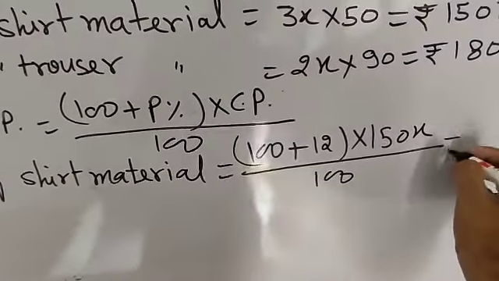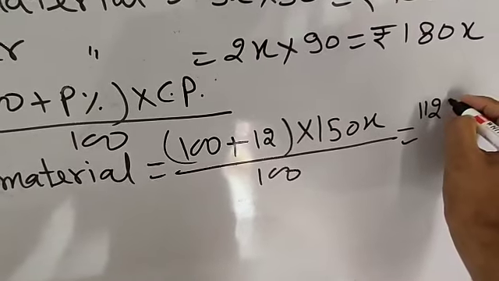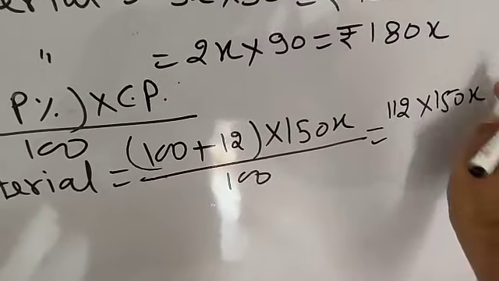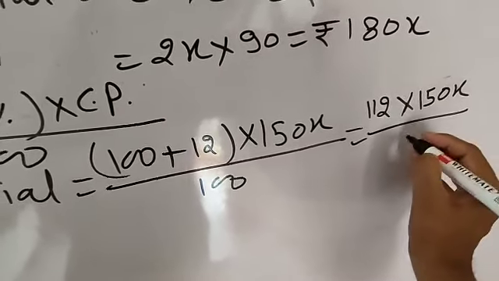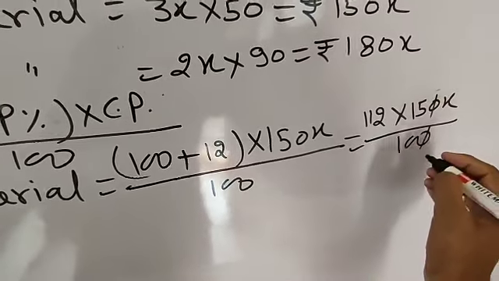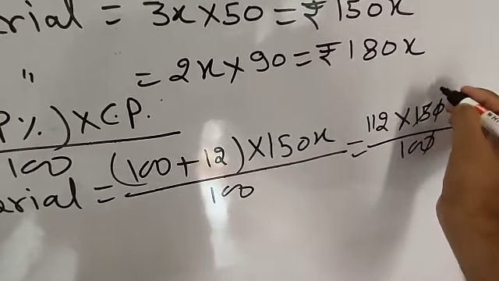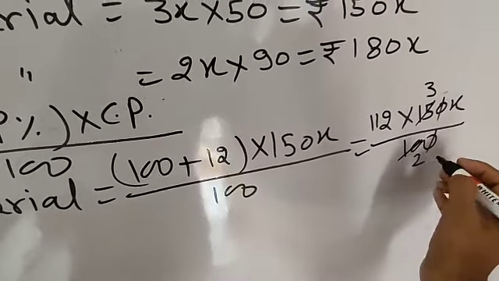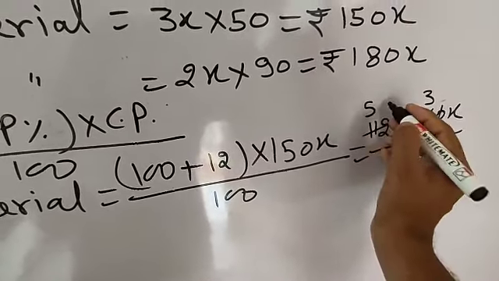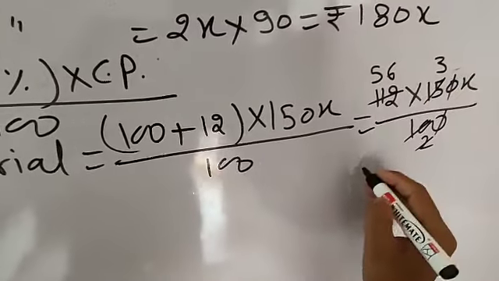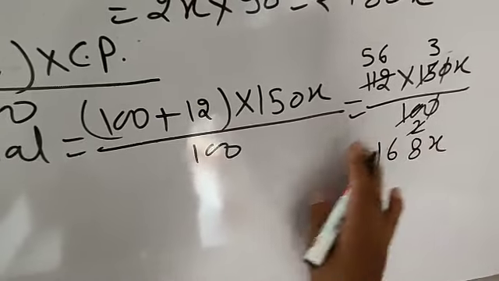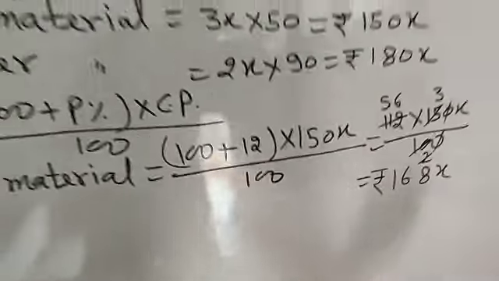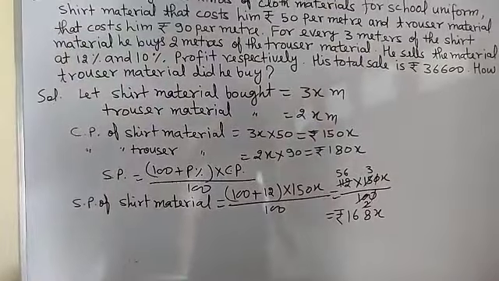So it is equal to 112 into 150x upon 100. Here the 0 and 0 will be cancelled, and 5 threes are 15, 5 twos are 10, and 2 fives are 10, 2 sixes are 12. So 56 into 3 equals 168x. So that is the selling price of the shirt material. In the same way you will find the selling price of the trouser material.